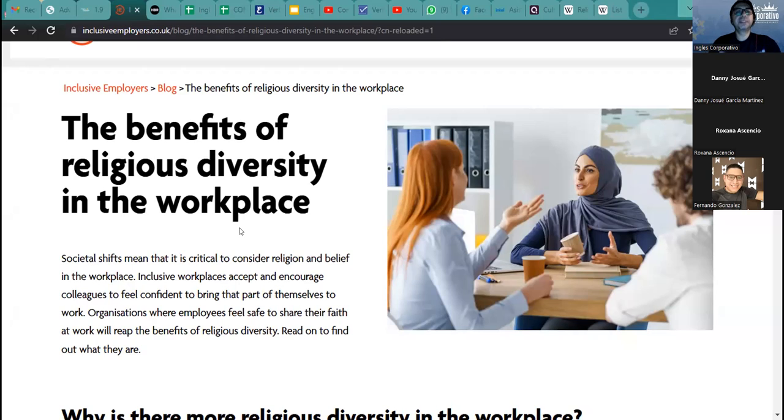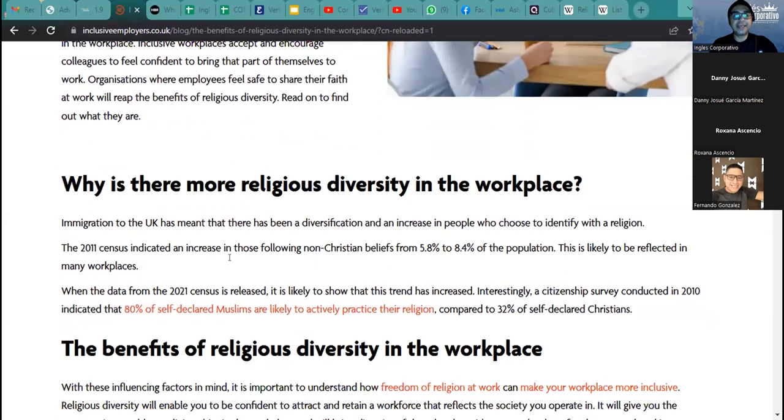So we're going to read a little bit about the benefits of religious diversity in the workplace. So societal shifts mean that it is critical to consider religion and belief in the workplace. Inclusive workplaces accept and encourage colleagues to feel confident to bring that part of themselves to work. Organizations where employees feel safe to share their faith at work will reap the benefits of religious diversity. Read on to find out what they are. And the first one is going to be for Danny.